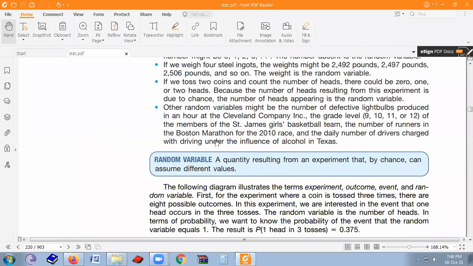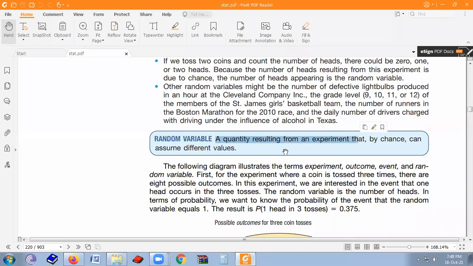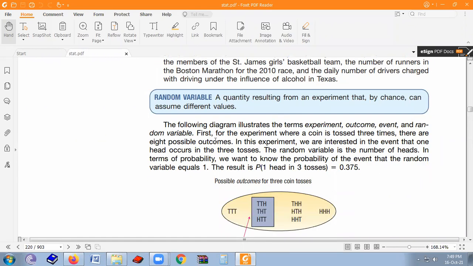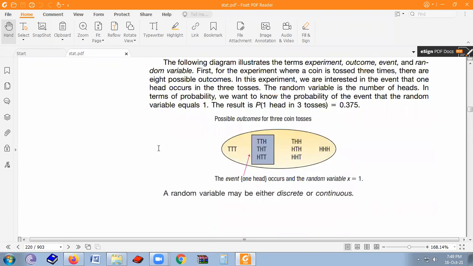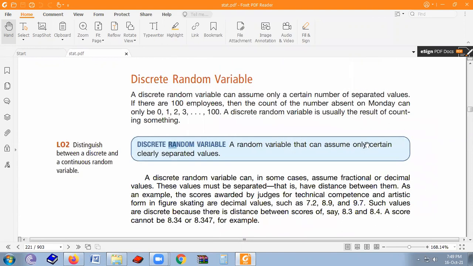A random variable is the quantity resulting from an experiment that by chance can assume different values. So a random variable means the variable can take any value from an experiment. There are two types of random variables: one is called discrete random variable and the other is called continuous random variable. Discrete means a random variable that can assume only certain clearly separated values.